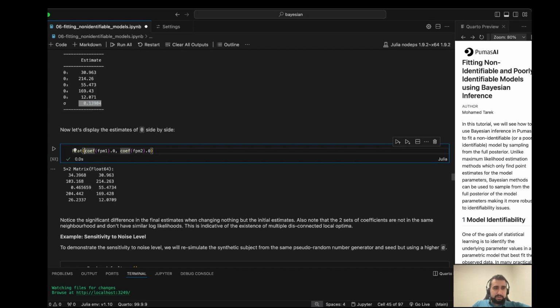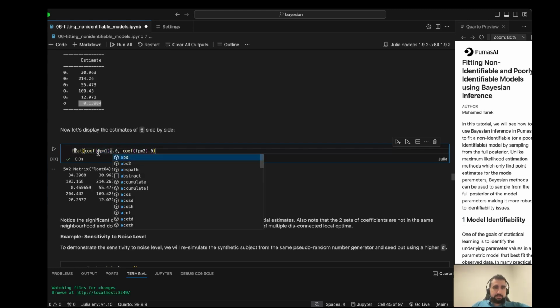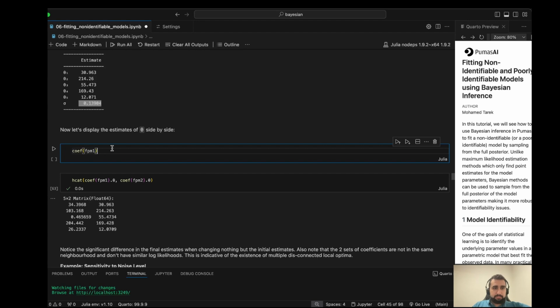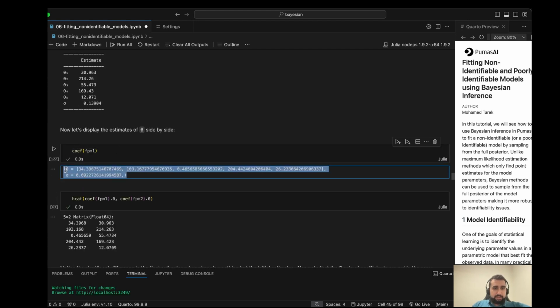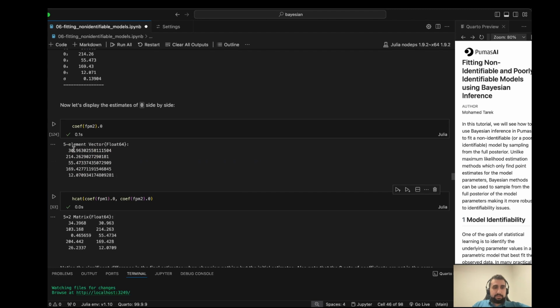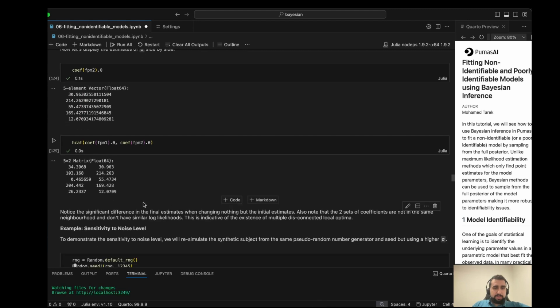So this here, coef of fpm1, prints the named tuple. So let's pull it out. This gives us the named tuple of estimates for the first fit. And then coef of fpm2 gives us the named tuple of parameters for the second fit. When I do dot theta, this will give us only the theta value as a vector. And here I'm just concatenating the two vectors side by side. And you can see that the estimates are wildly different for some of these parameters.